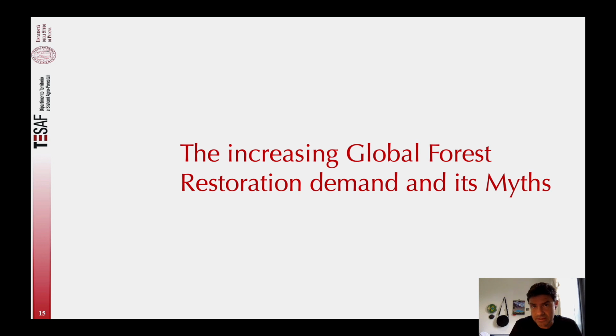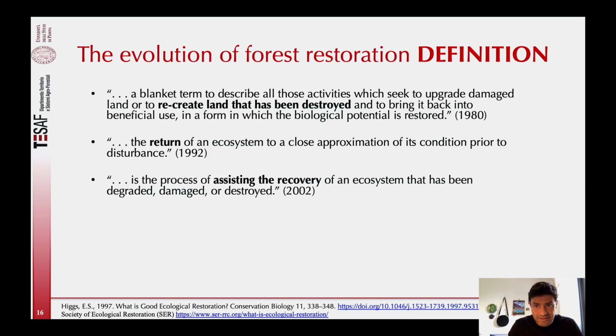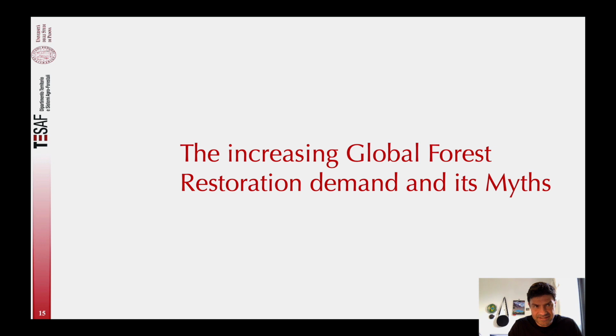It's more present in the media and in the speech of many authorities. And it's interesting that it's a mix. As forest restoration gains momentum and importance on the global scenario, the concept of forest restoration also evolved, also adapted to different interests.